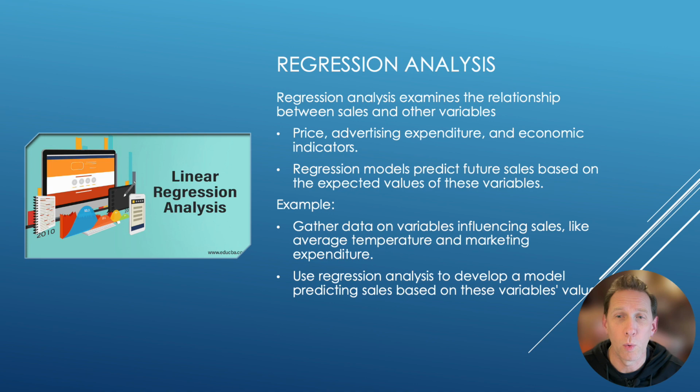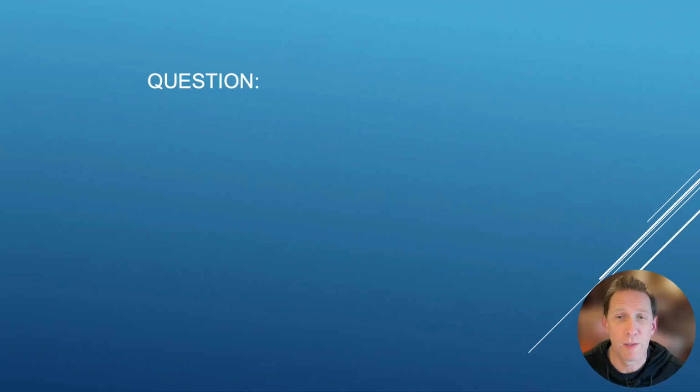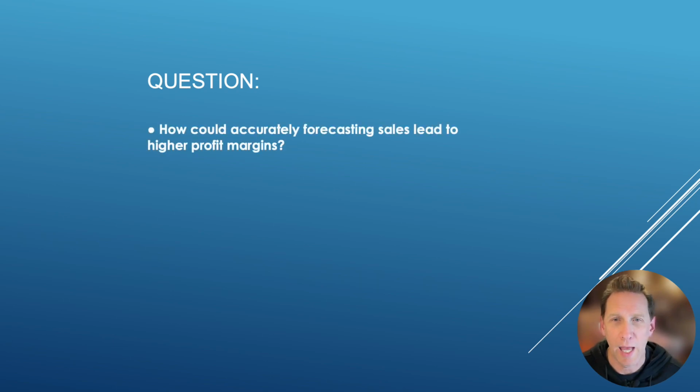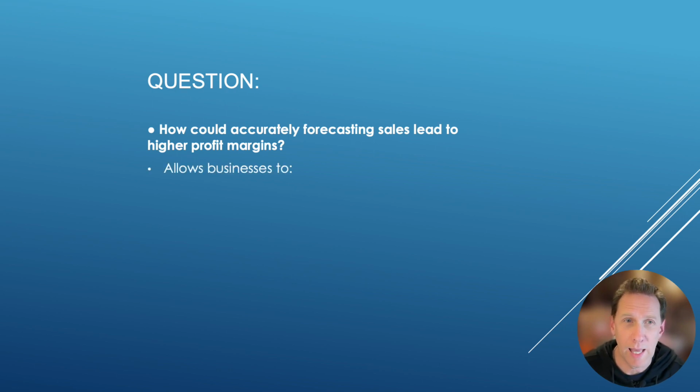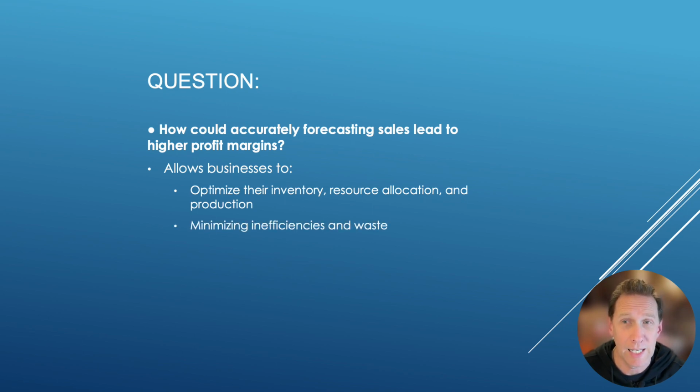All right, so before we finish up this short lesson, here's a question for you. How could accurately forecasting sales lead to higher profit margins? Well, by doing that, it allows businesses to optimize their inventory, resource allocation, and production, and it helps to minimize inefficiencies and waste, which of course result in higher profits.